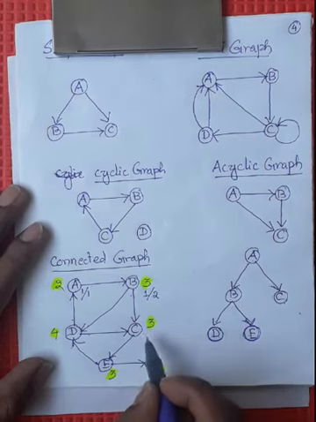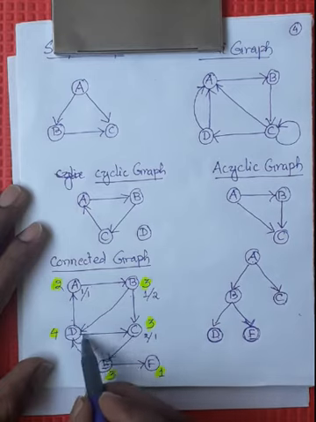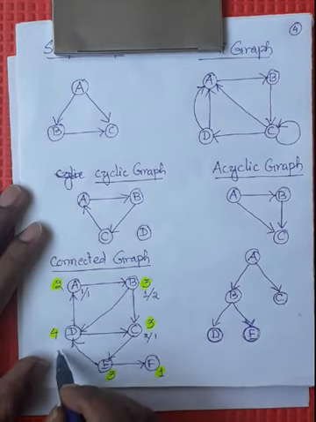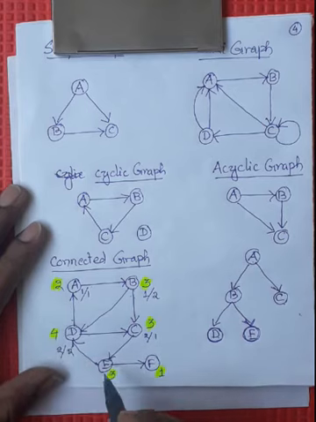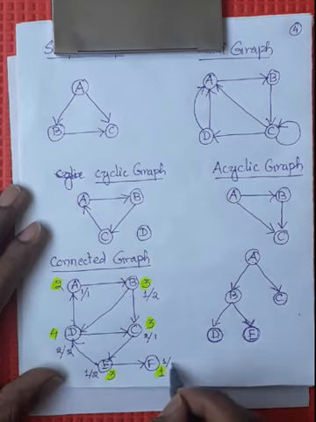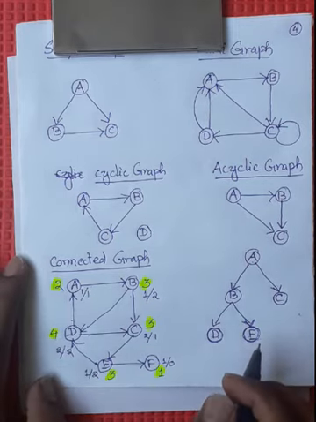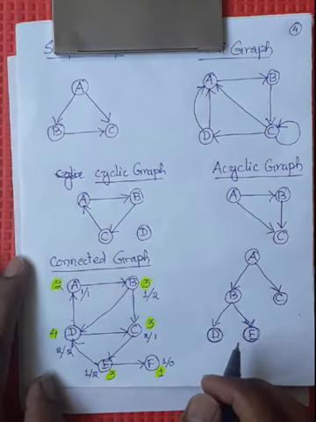For node C, 2 in degree, 1 out degree. For node D, 1 outgoing, 2 outgoing, 2 incoming, so 2 in degree, 2 out degree. For node E, 1 in degree, 2 out degree. For node F, 1 in degree, there is no out degree. So you can find the in degree and out degree for each node.